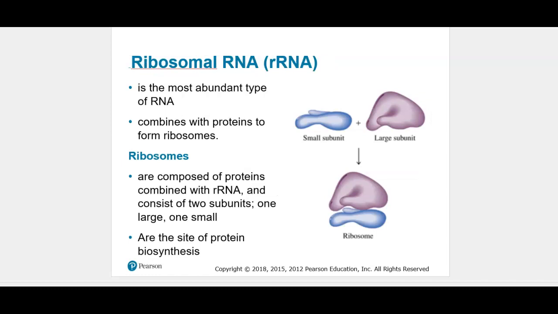Okay, let's talk about the individual RNA types. We saw the ribosomal RNA is the most abundant, and it combines with proteins to form ribosomes. Now, your text doesn't really say much about ribosomes, and I think a couple words should be said. These are composed of proteins combined with RNA. They consist of 2 subunits, a large one and a small one, and they're the site of protein synthesis.